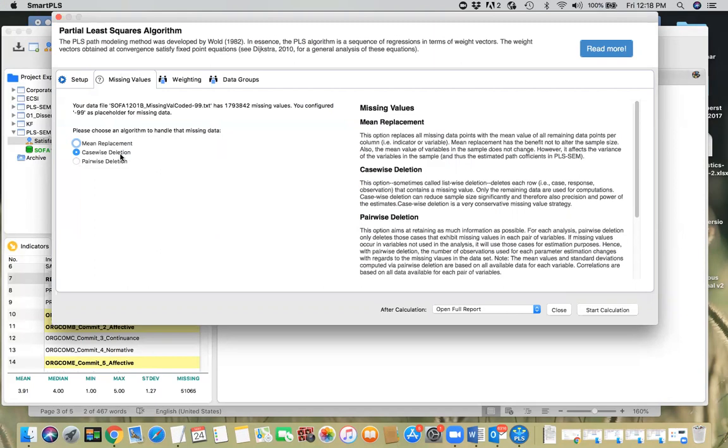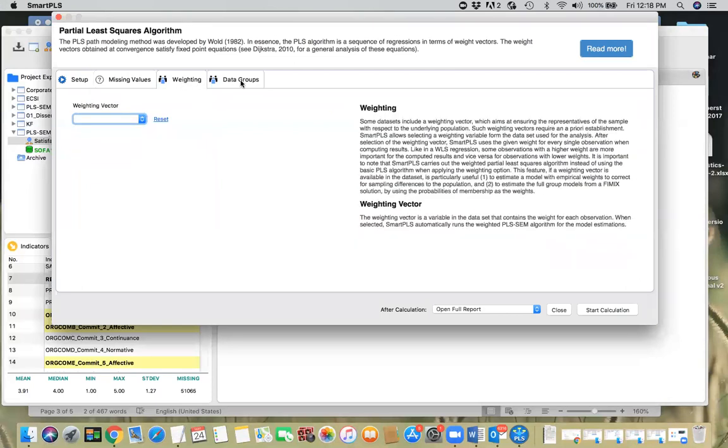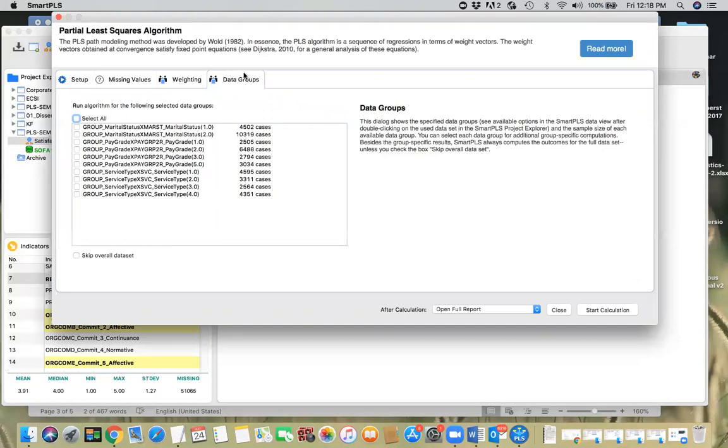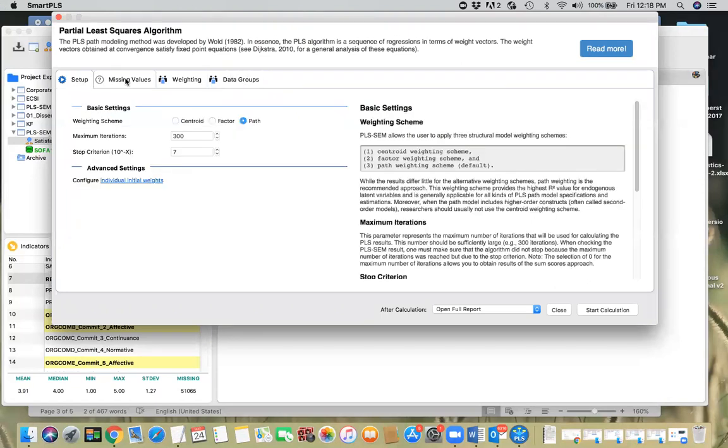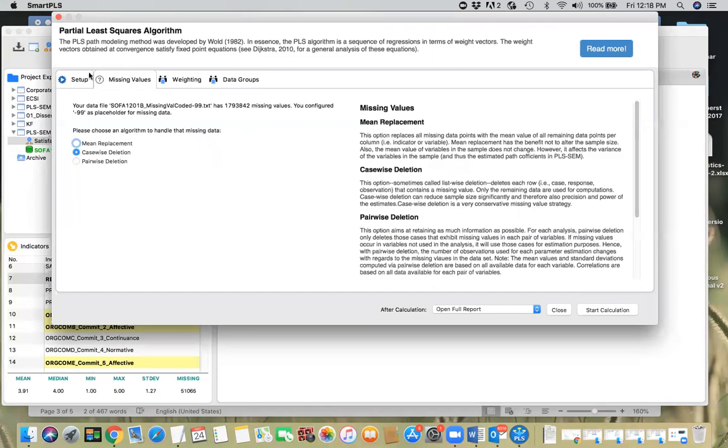and even after deleting those 51,000 observations, we still have 10,000 observations left, which should be big enough for us to have some insights in the model. So we're gonna do the case-wise deletion here. We're not gonna worry about weighting. We're not gonna worry about the data groups right now. Okay, we're gonna see that later on. But with this one, I'm gonna say start calculation.